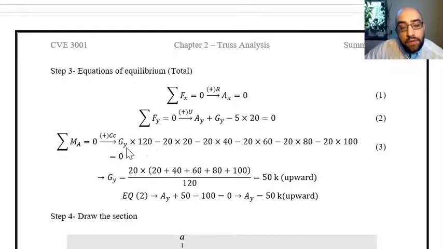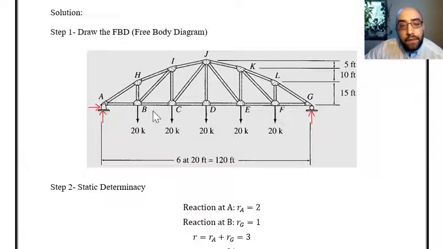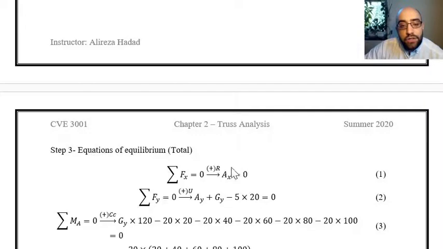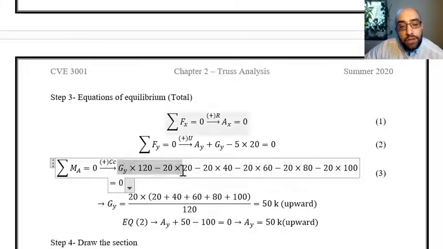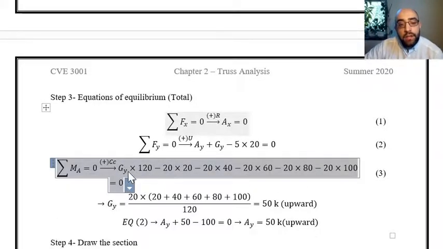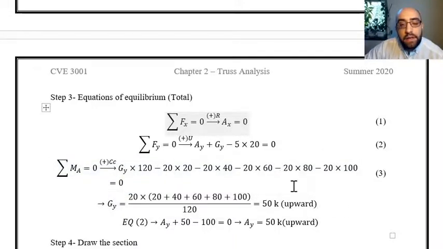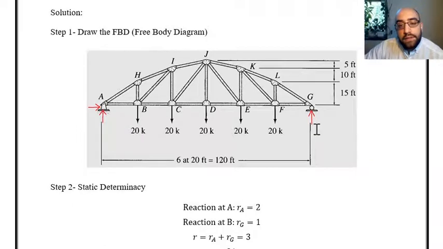As you can see, this is mentioned over here, and each of these terms is basically the moment because of these forces about point A. If you do that, you can see the only unknown is this reaction at G. This is the equation, and by solving this, we can see the reaction at G is equal to 550 kips. And since it is positive, we can say our assumption or guess was right, and it is upward.